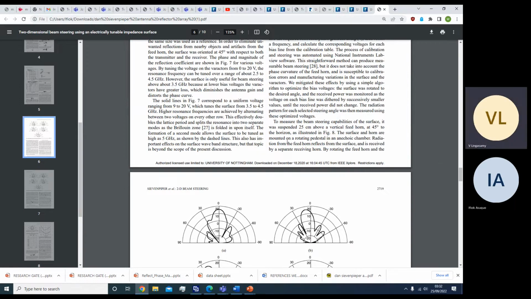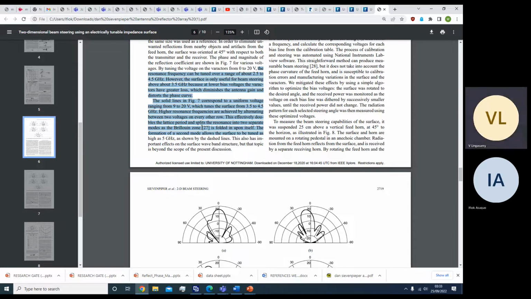Can you go back to CST, please? Before I go there, see why I did that. This small place here is where I got the idea from. This is why they are saying that the frequency can be tuned from 2.5 to 4.5. However, the plot is done for the one frequency. They say this surface is only useful for beam steering above about 3.5, because at lower bias voltages the refractor has greater loss, which diminishes the gain and distorts the phase curve. The solid line in figure 7 corresponds. So that's why I did that.